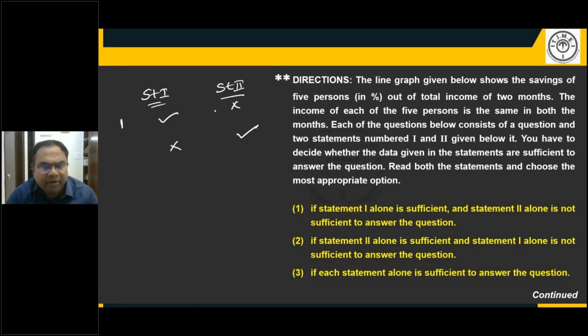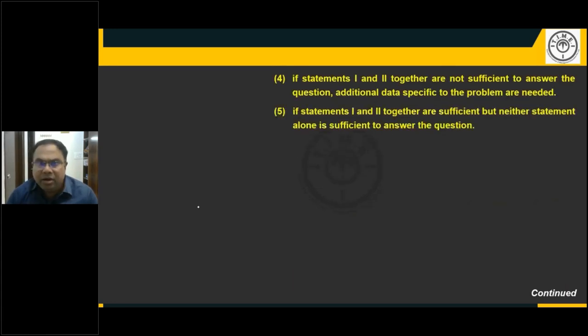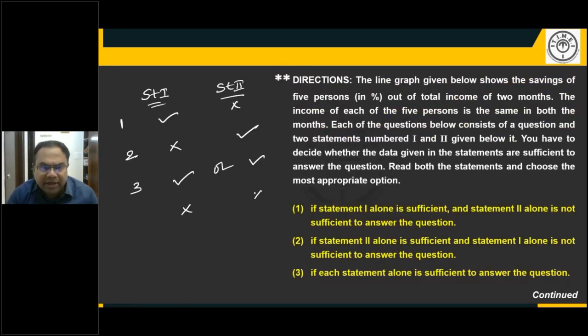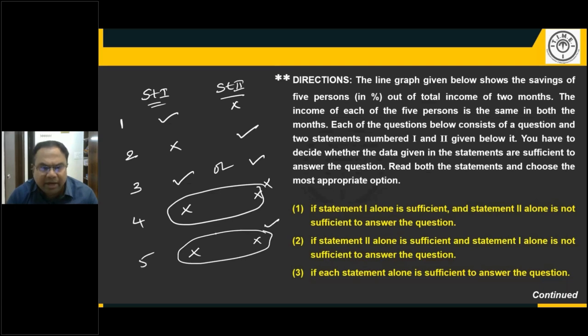Option 1 here, you'll get from 1, you'll not get from 2. Only 2, you'll not get from 1, option 2. Each statement alone is sufficient, from 1 alone or 2 alone, option 3. Individually, they are not sufficient, and if you combine also you'll not get the answer, data not sufficient. Individually, you will not get, but if you combine, you will get, option 5.